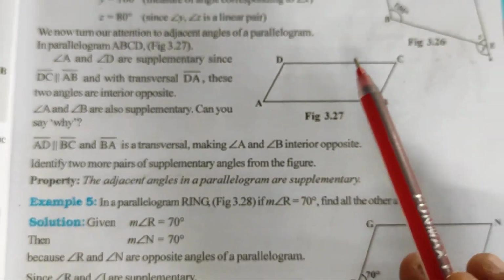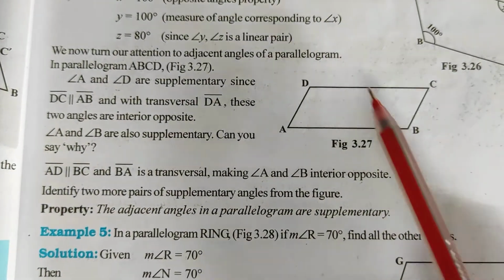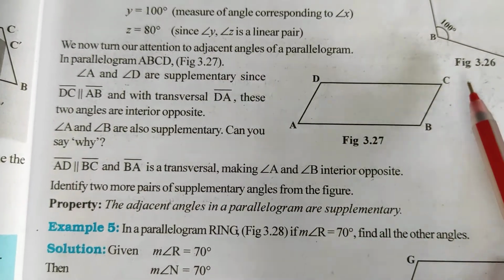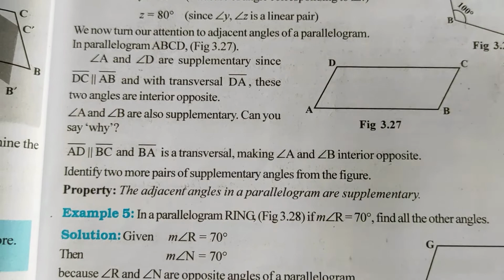You can see supplementary angles at C and D, this angle with this sum, this angle with this sum, so many.